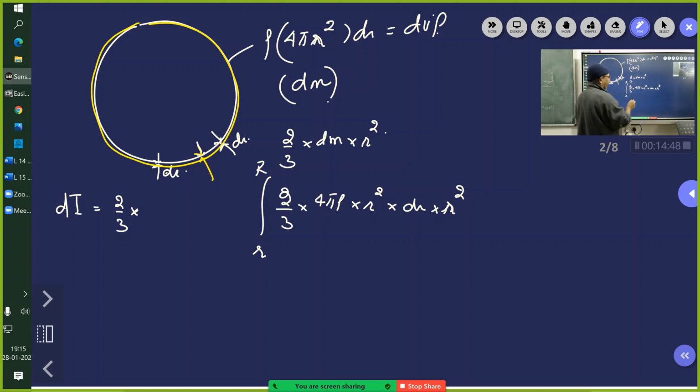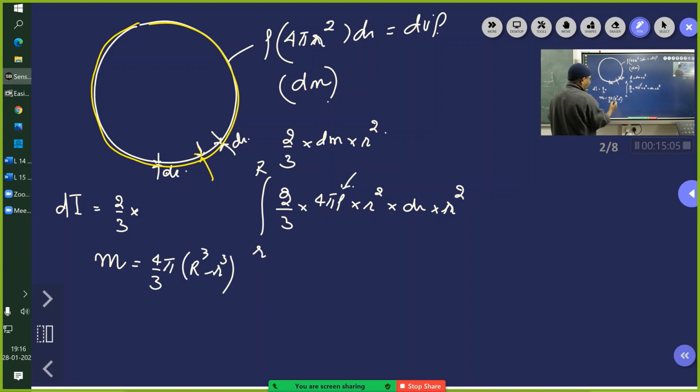But the only thing is this culprit will again be rho here. Because m is given to us, we have to find rho. Again the same thing, the volume will be 4 by 3 pi into (R cube minus small r cube), and this will be the volume into density. So we can substitute the density here, pull it out and do it. That also should give us the same answer.